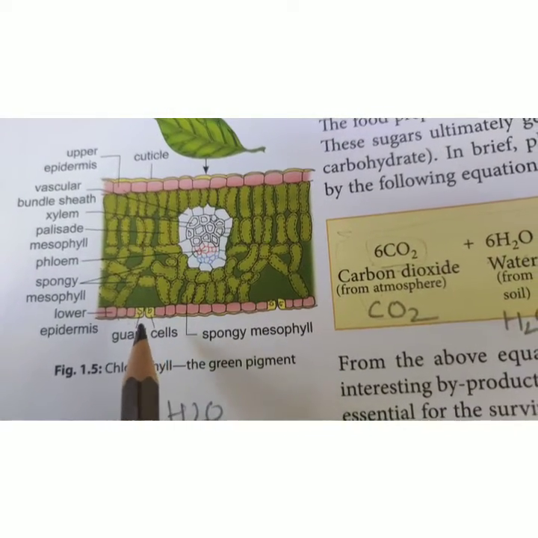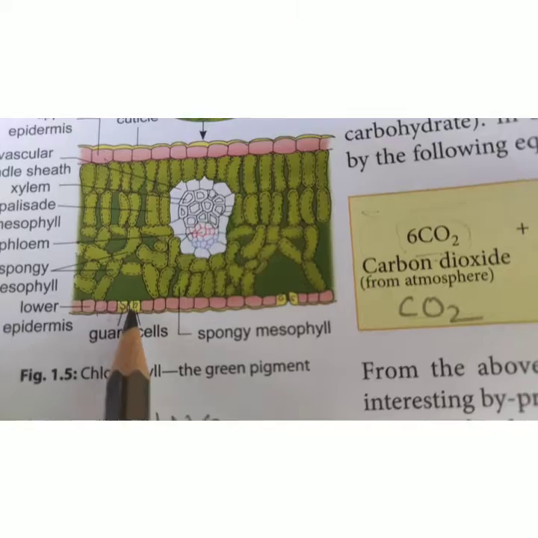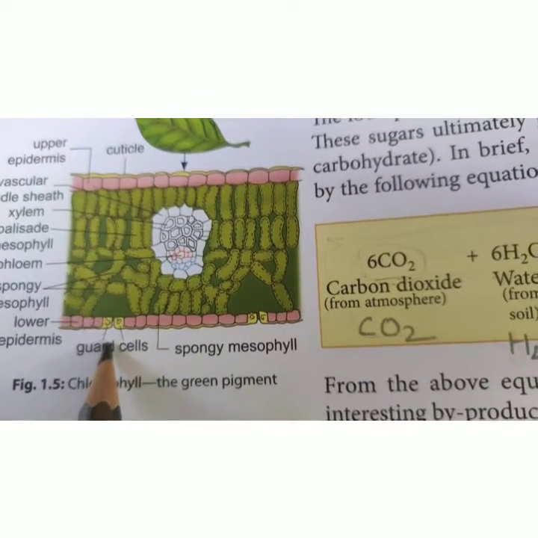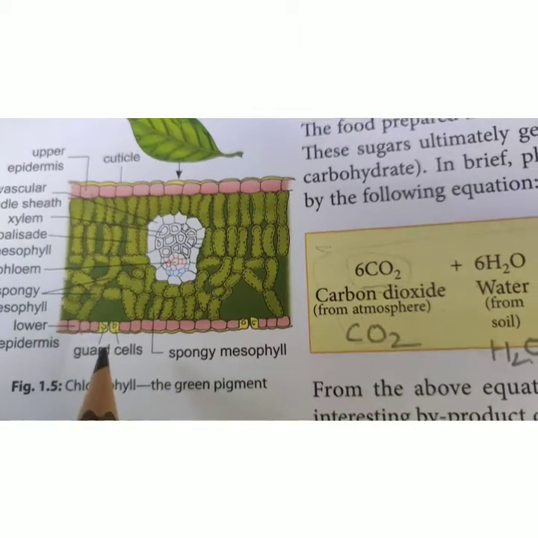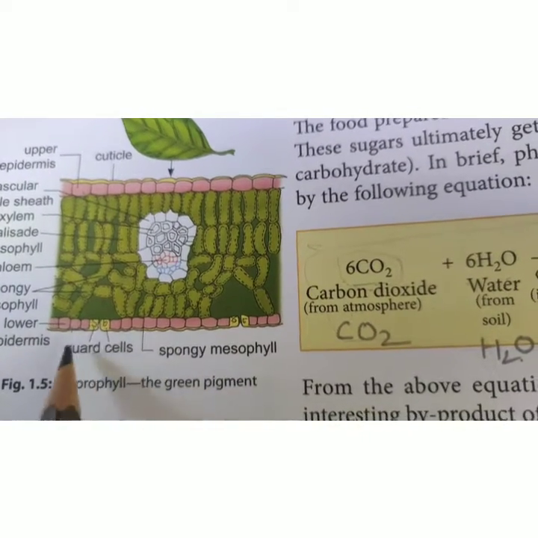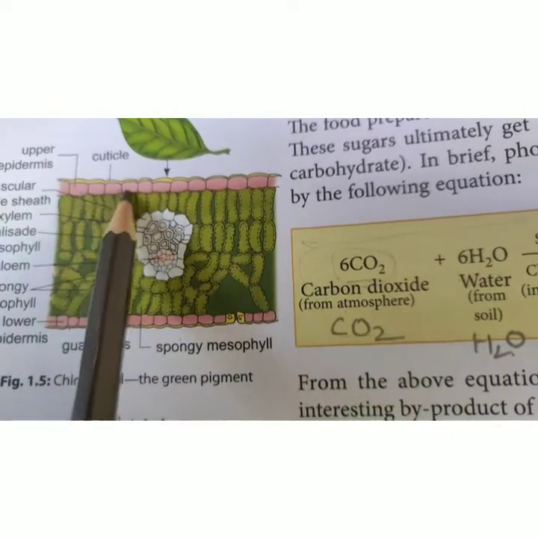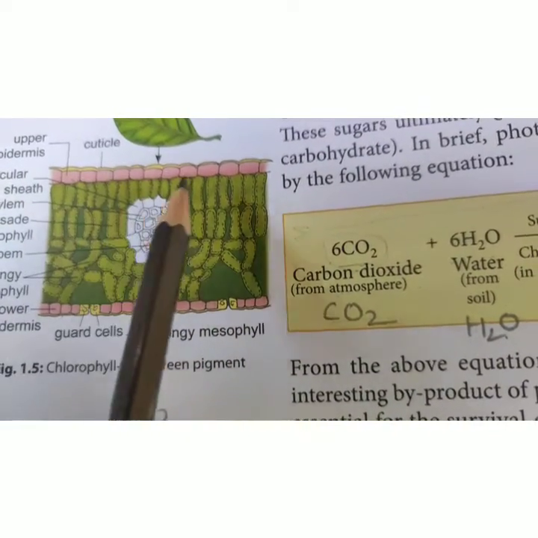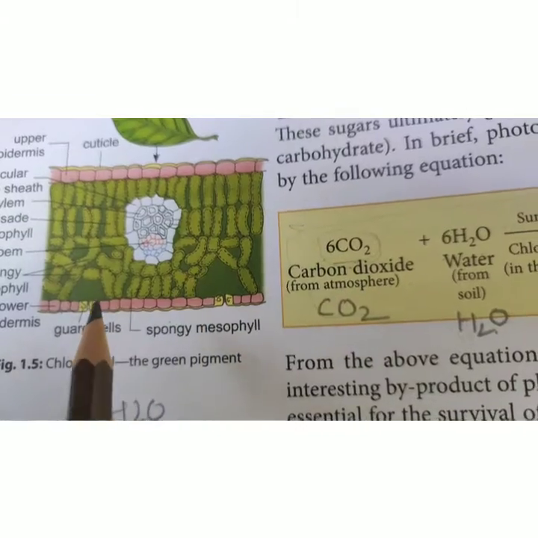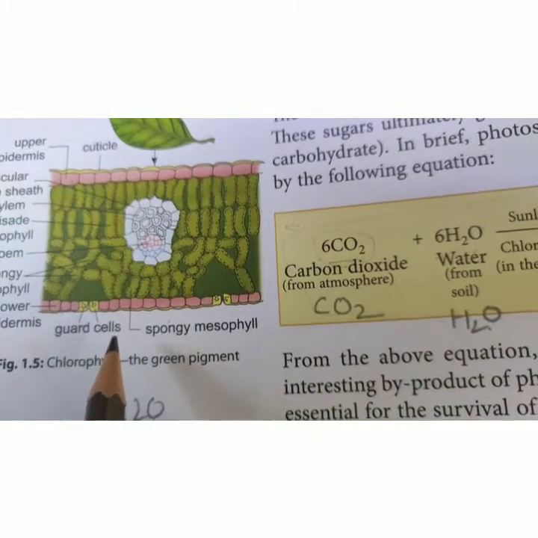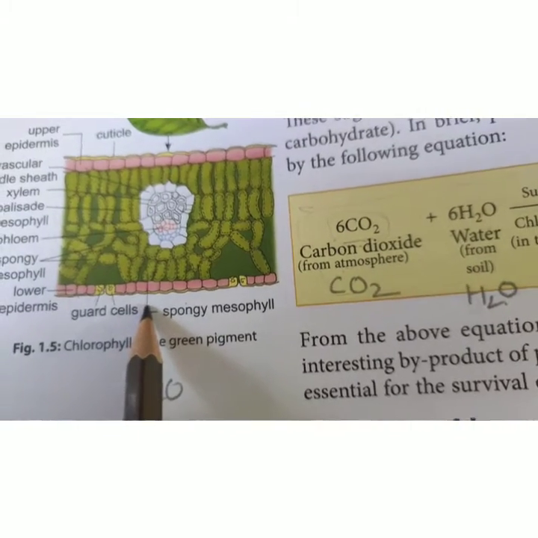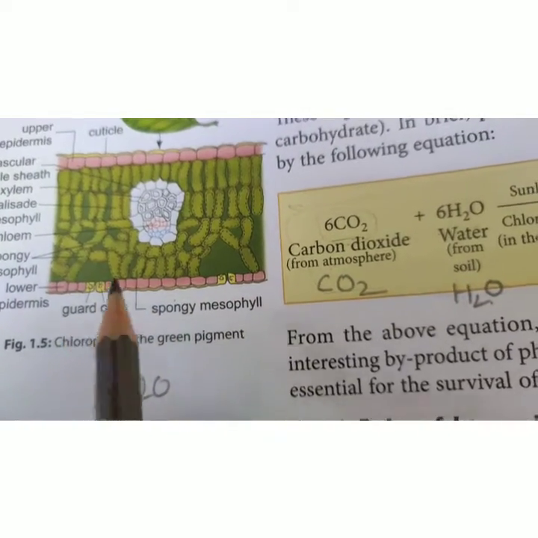On the lower epidermis there are guard cells. These guard cells are maximum in the lower epidermis, but a few of them are also found on the upper epidermis. It is not that we don't have any guard cells on the upper epidermis. We have, but it's very few. Maximum of the guard cells are in the lower epidermis. Now what are guard cells? I'll tell you in the course of explanation.